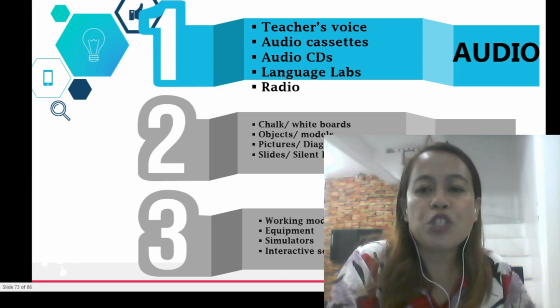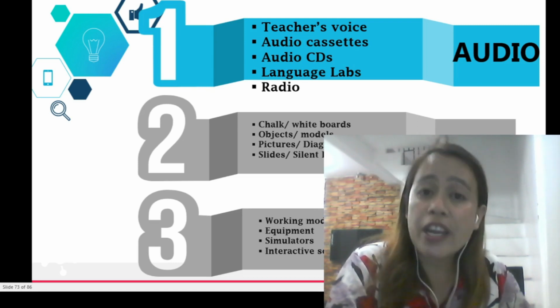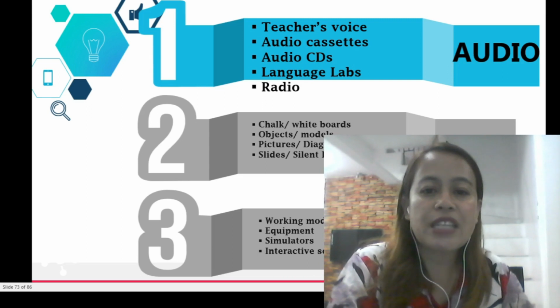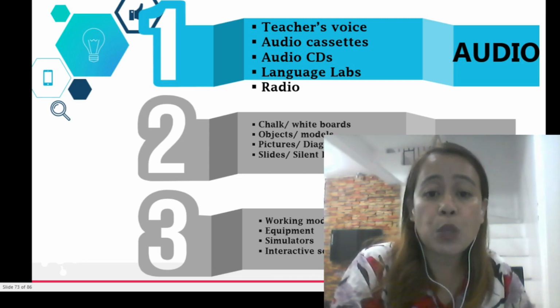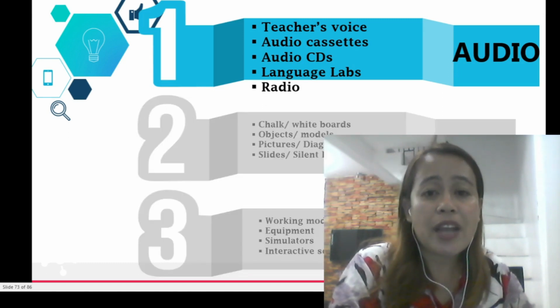Okay. We also have visual: chalk, whiteboards, objects, models, pictures, diagrams, slides, silent films. We also have tactile: working models, equipment, simulators, interactive software.